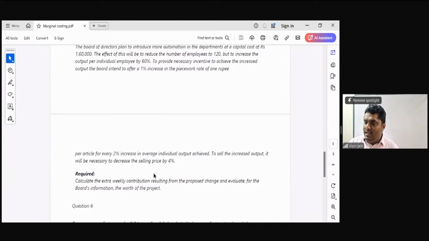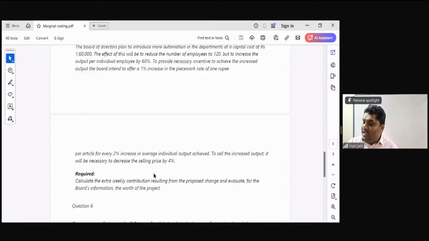So herein they are saying that we have to reduce the number of employees from 160 to 120. Further, we have to increase the productivity of every worker by 60%. And to increase the productivity, they will be rewarding their workers also. That is, for every 2% increase in output, they will be giving an incentive of 1%. So for 60% increase in output, they will be giving an incentive of 30% in piece rate, that is, the piece rate is given, that is 1 rupee per article.